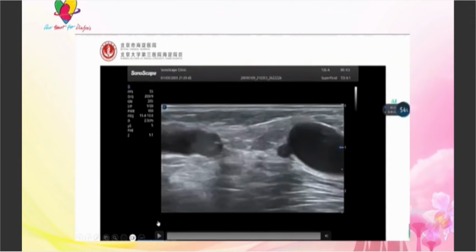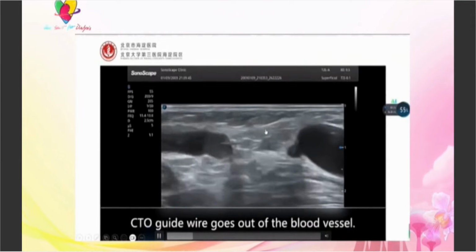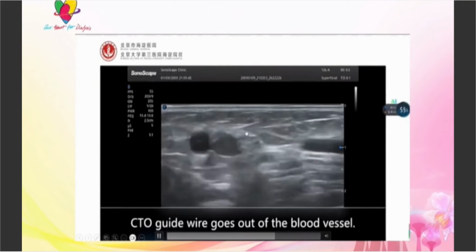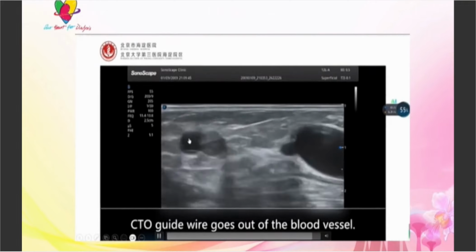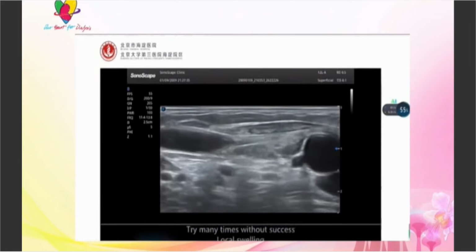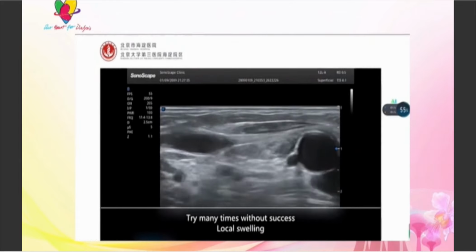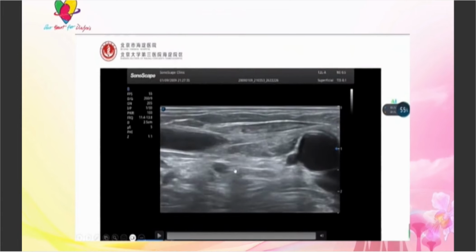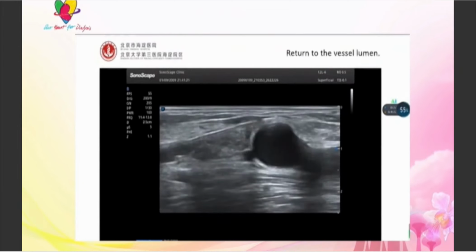Look at this case. The CTO guide wire goes out of the blood vessel. This is a guide wire. Try many times without success. We can see local swelling. So how to return to the vessel lumen?